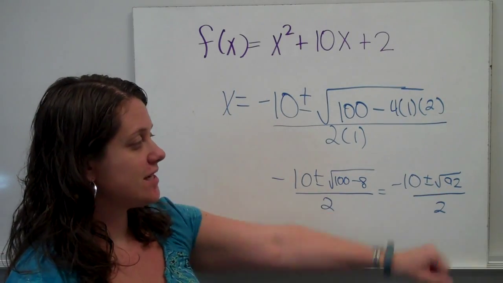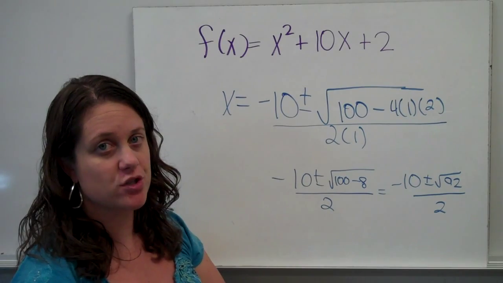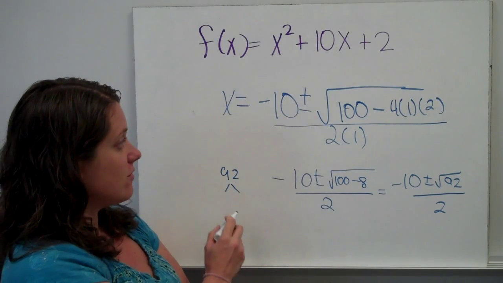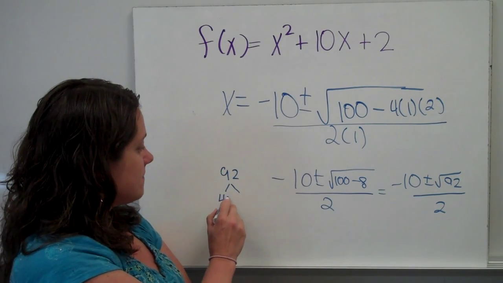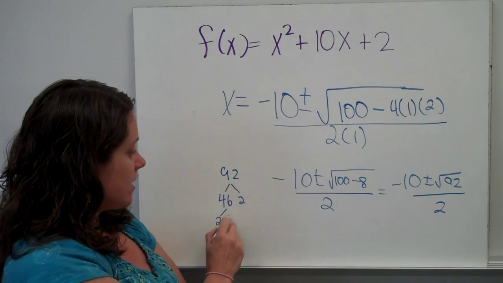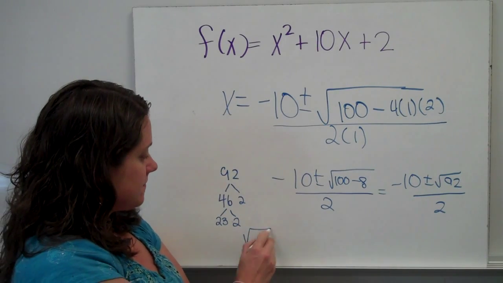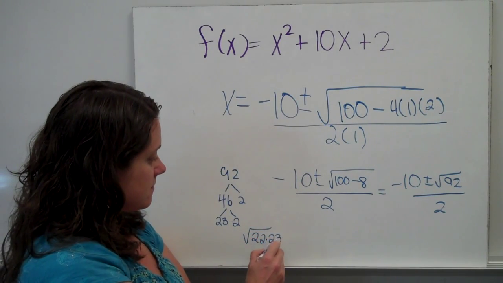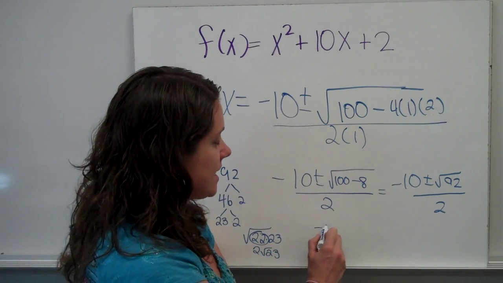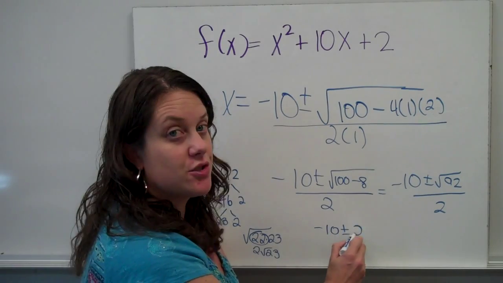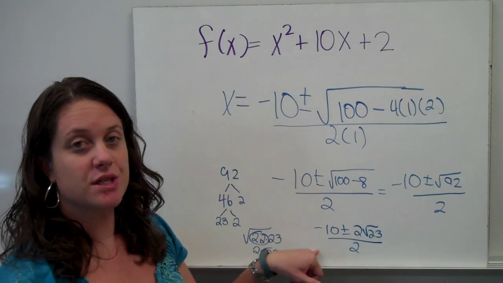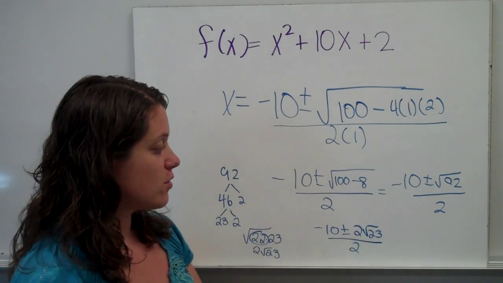Alright, so now I need to see if 92 can be broken down. If you remember, if you're trying to simplify a square root, you can make a factor tree here. So that would be 46 times 2 and 23 times 2. So I can rewrite this as negative 10 plus or minus 2 root 23 over 2. Now this 2 goes to both parts of this, so I'm going to divide both parts by 2.